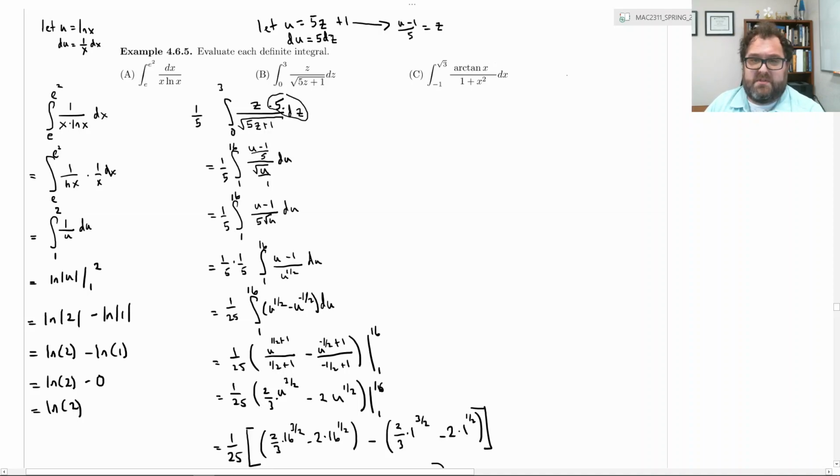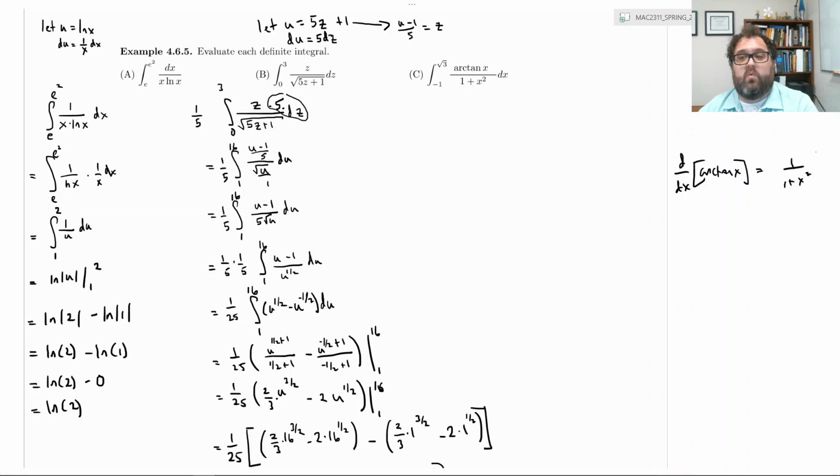Do you notice anything about the relationship between arctan and 1 plus x squared? Here's my hint to you. The derivative with respect to x of arctan x is what? 1 over 1 plus x squared. So do you see where we might be going with this?